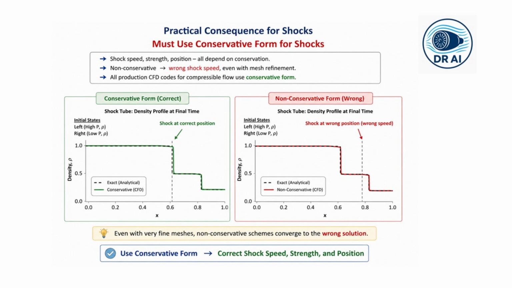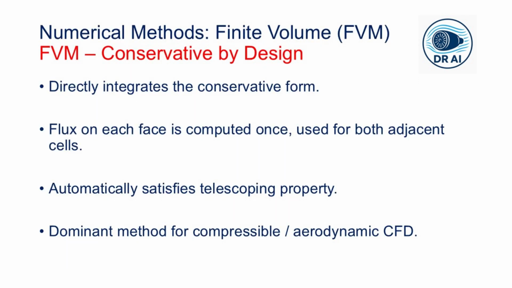So this is why all commercial and open source codes for compressible flow like Fluent, OpenFOAM, SU2 use the conservative form for the Euler and the Navier-Stokes equations. They may also allow a non-conservative option for special cases, but the default is conservative.